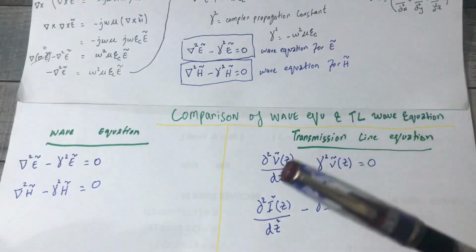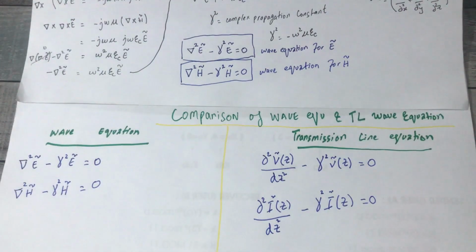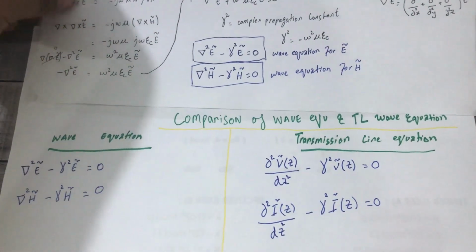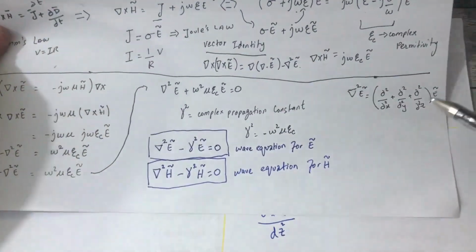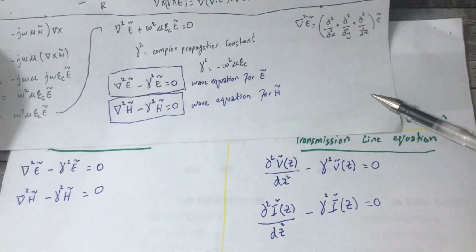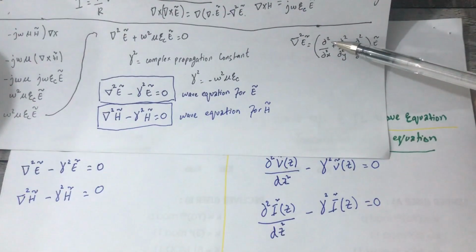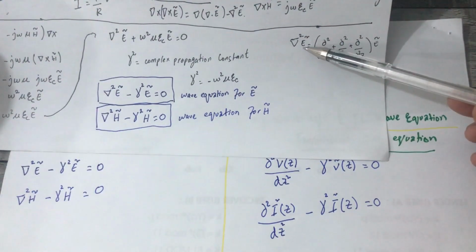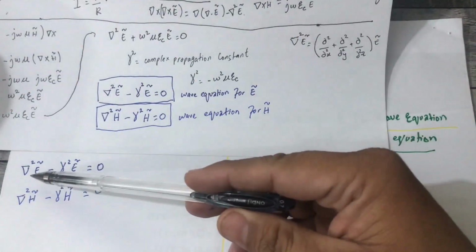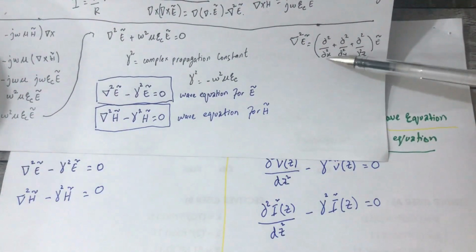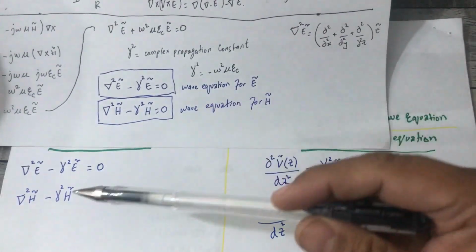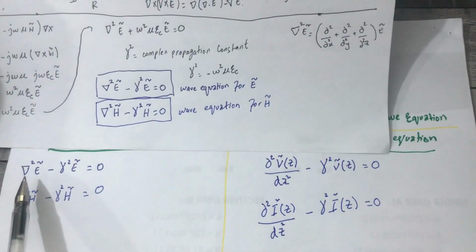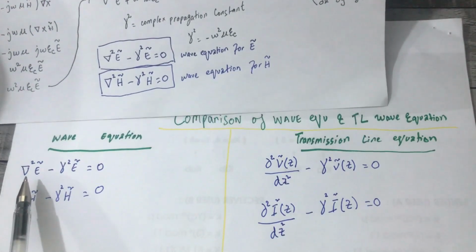How similar are they? On this side of the equation, we have del squared, and we've already seen what del squared does. Del squared is actually a second derivative. It's nothing but a second derivative of that vector. So we're just taking a second derivative with respect to change. Now we'll make a comparison one by one. We're doing exactly the same thing in the wave equation.